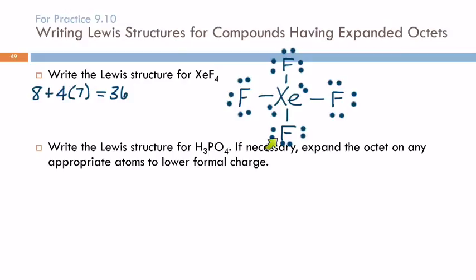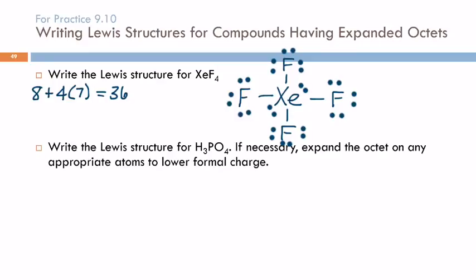Are there any formal charges in this molecule? Hopefully we're beginning to recognize fluorine is a halogen. The halogens like to form one bond. It's got its octet, so we can just know that those are 0. Xenon has 8 valence electrons. How many does it own in the molecule? 8. 0 formal charges. Seal of approval.